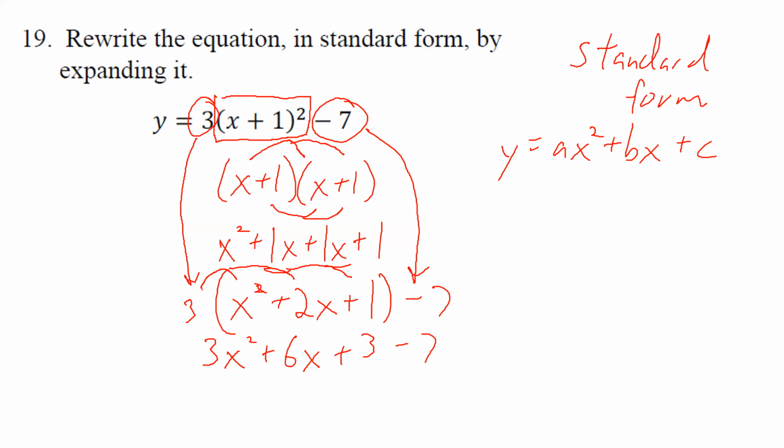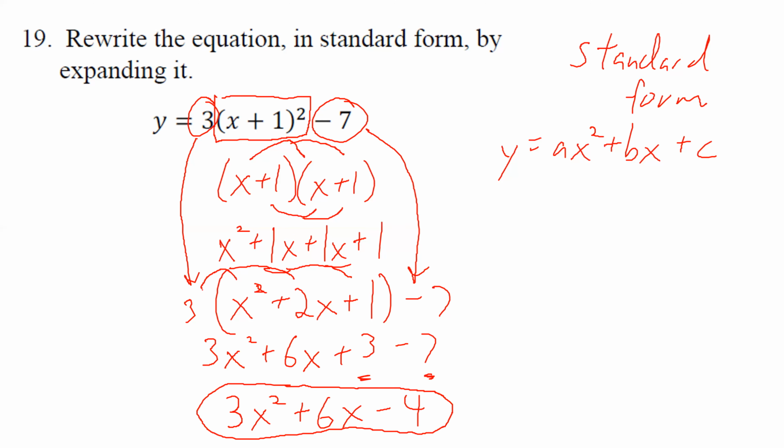Now the last 2 values are like terms. They're both constants. They don't have a variable on them. So these 2 we can combine. We have the 3 and the -7 will give us -4. So our final answer is 3x squared plus 6x minus 4. Our final answer for this one in standard form.